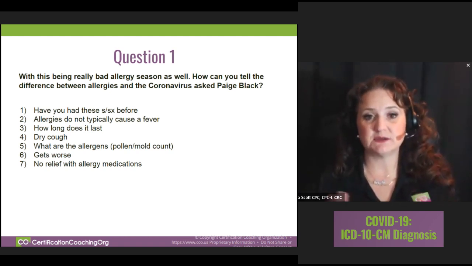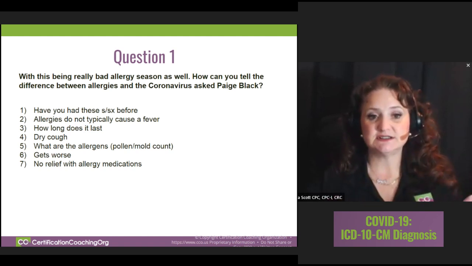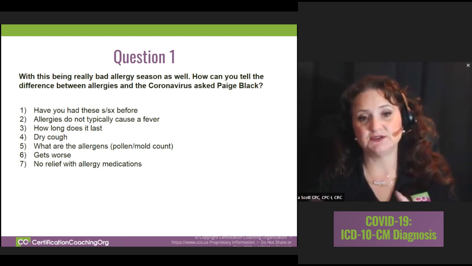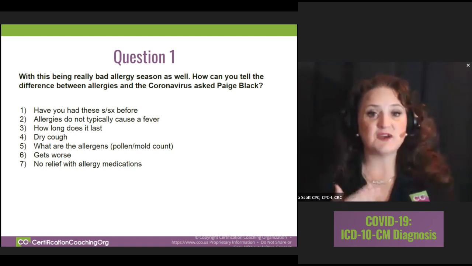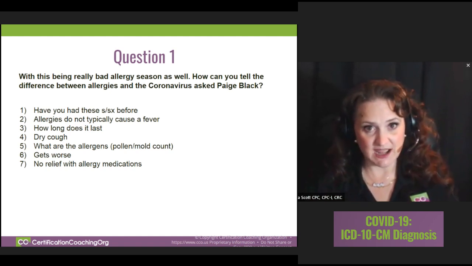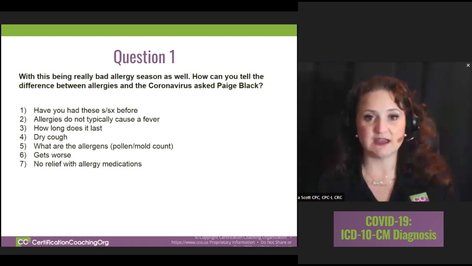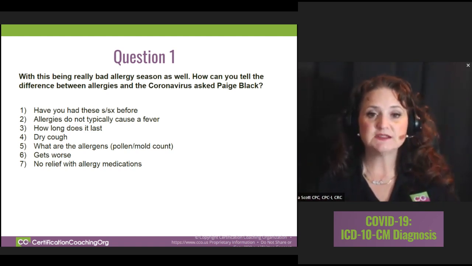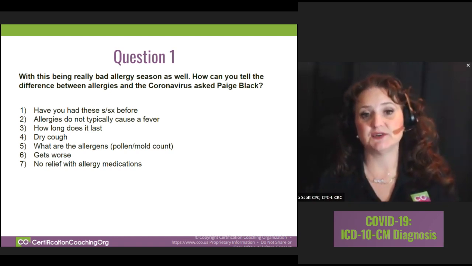Also, does it get worse or get better? I think 6 and 7 are attributes with each other. Allergies run their course, right? And they don't usually get worse. Now, I already gave you the example of what usually happens to me if I don't take some good allergy medicine, or I don't use my inhalers, or avoid the pollens outside or whatever I'm allergic to. So yes, it can get worse, but typically it doesn't progress into other things.